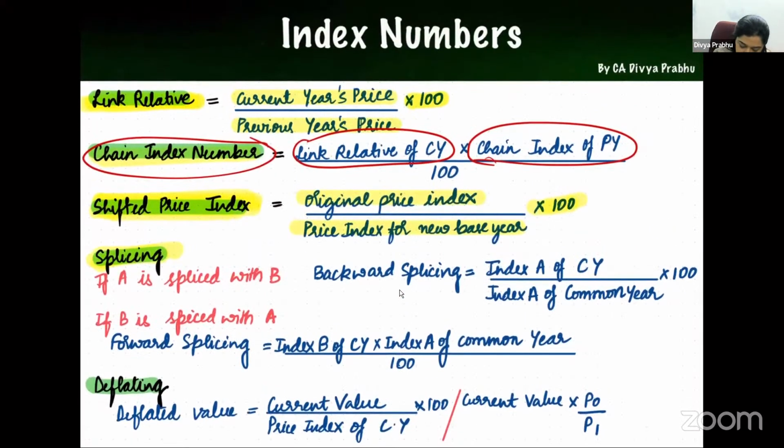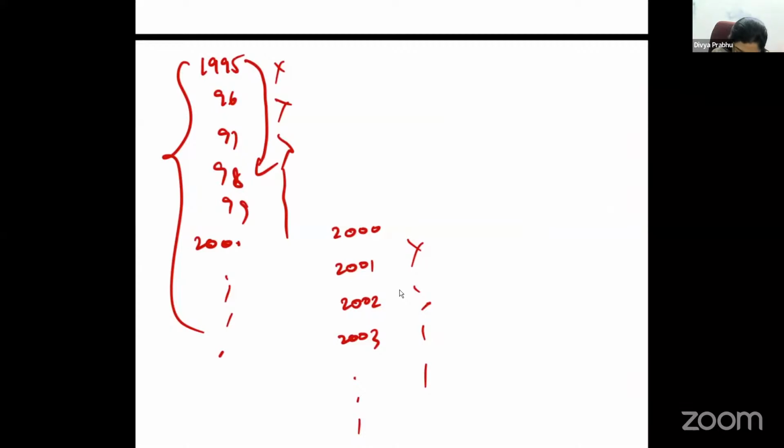So in that we will have forward splicing and backward splicing. The formula for backward splicing is index A of current year divided by index A of common year into 100. Forward splicing is index B, that is index B series of current year by index A of common year into 100. What is the common year here? It is 2000. Here it ends at 2000, here it starts from 2000.